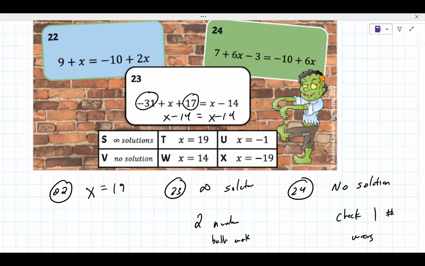Okay. So for 23, it's negative 31 plus x plus 17 equals x minus 14. So then that's negative 14 plus x equals x minus 14. Infinite solutions. And then for 24, 7 plus 6x minus 3 equals negative 10 plus 6x. I never worked this problem. So, all right, it's negative 4 plus 6x.